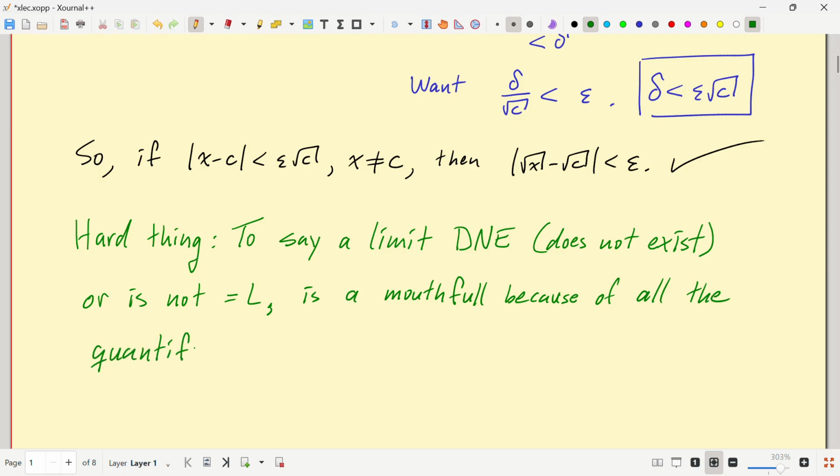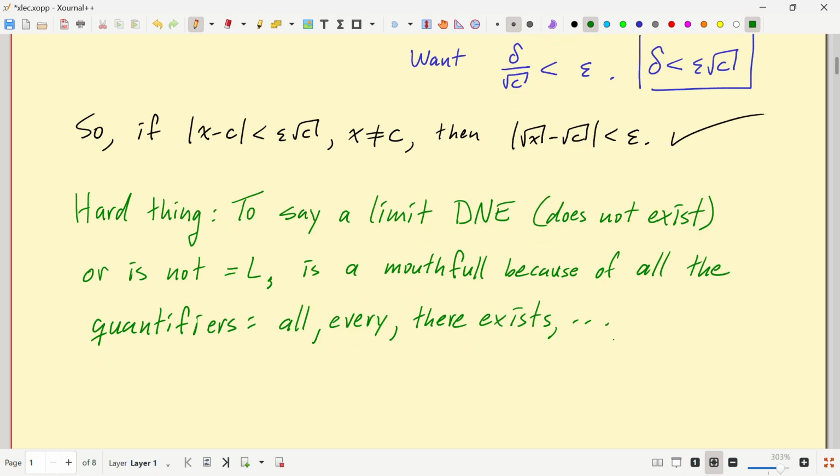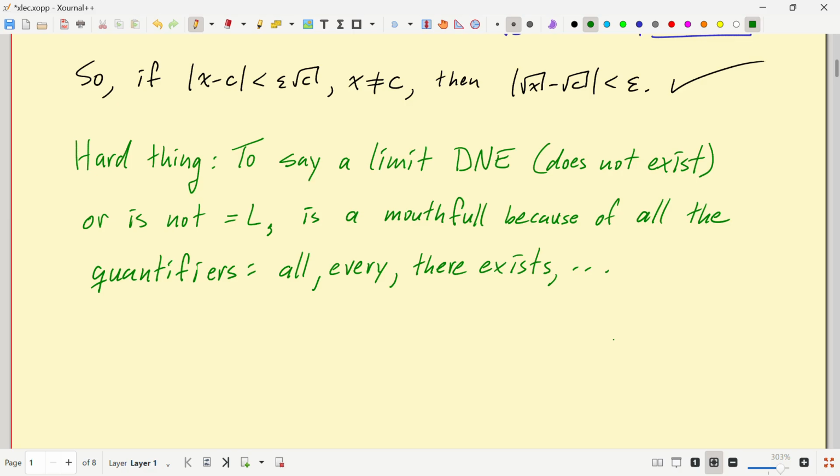Quantifiers are all, every, there exists, etc. So the next thing I'm about to tell you is a handy little fact to avoid having to go through that process.